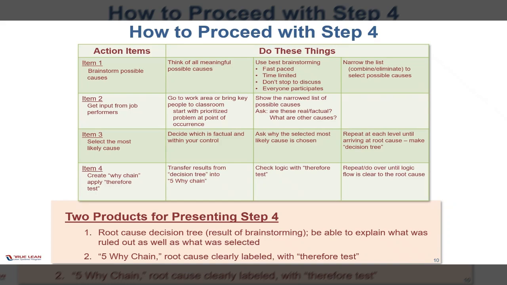At the bottom of the slide are listed 2 ways we can actually present step 4 in our 8-step problem solving. One way is to show the root cause decision tree, showing what was ruled out and what was selected. The other way is to show the 5 Why chain of causes down to the root cause. Here we show step 4 for our water leak example.